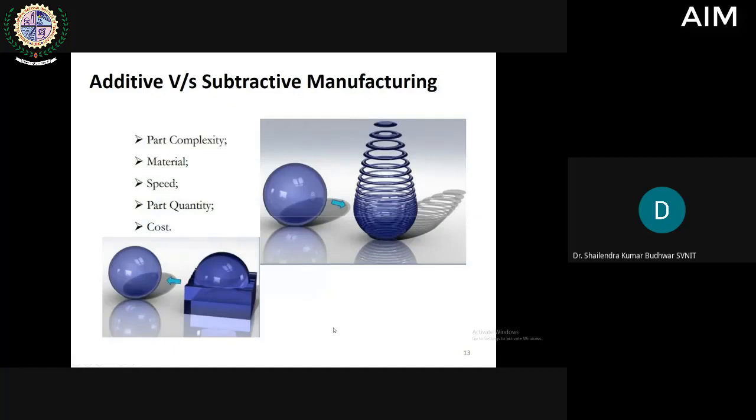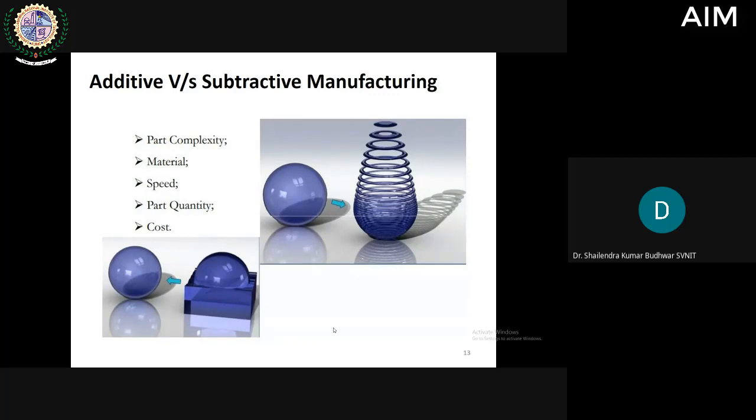So what are the differences in additive and subtractive manufacturing in terms of part complexity, material, speed, part quantity, and cost? As I told you, part complexity is freely available in case of additive manufacturing. In conventional manufacturing technique, when part complexity increases, its cost increases, time taken increases, as well as you will need a skilled technician to design and manufacture a complex part. But in case of additive manufacturing, cost doesn't depend on the complexity of the part. If you are able to model that part, then you can easily fabricate it by using additive manufacturing.